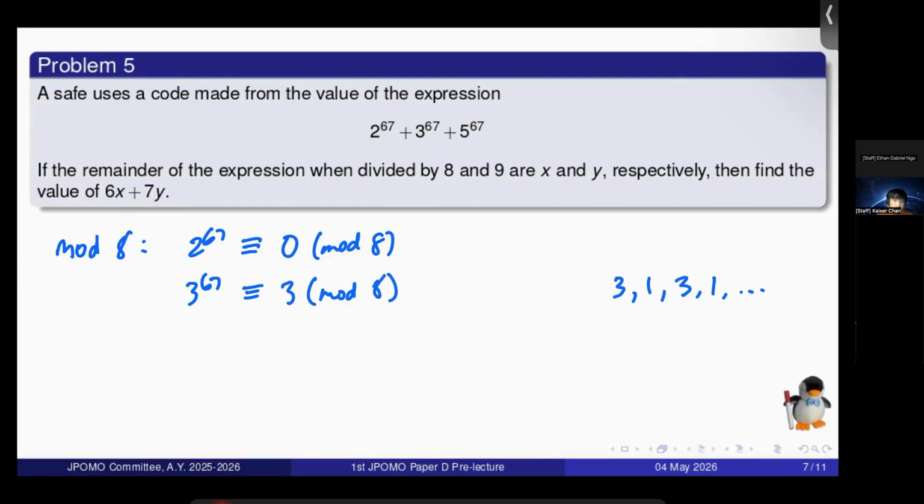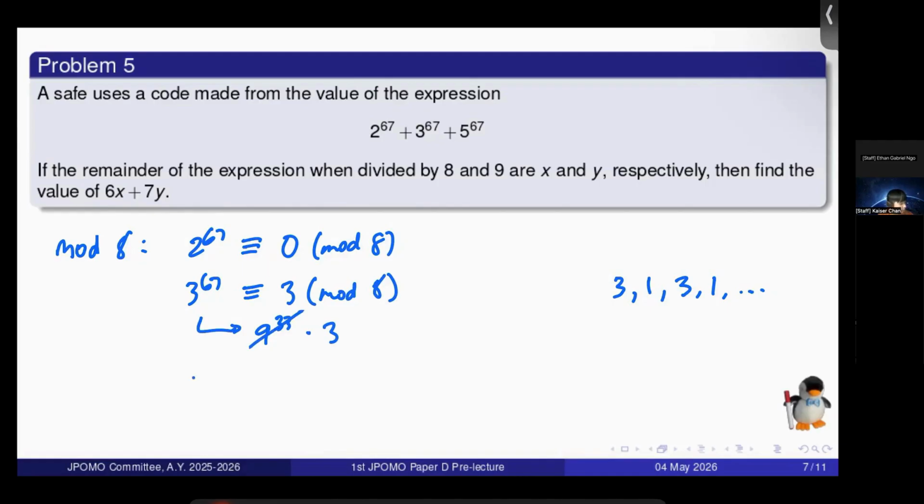Another way of thinking about this is what Ethan Choi presented here in the chat, which is basically to write this as 9 to the 33 times 3. And we already know that 9 is 1 mod 8, so this is gone. So it's 3.